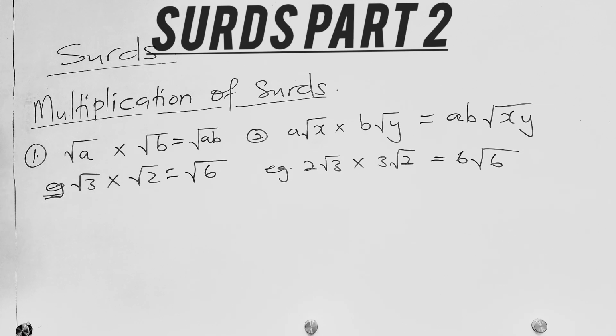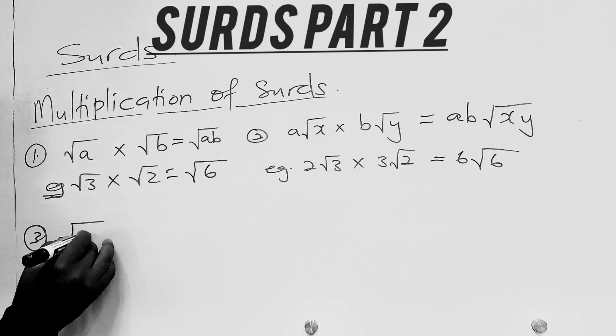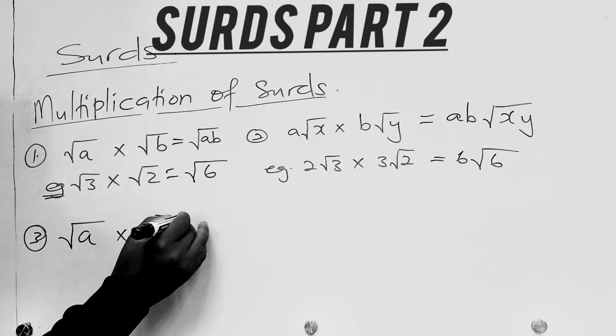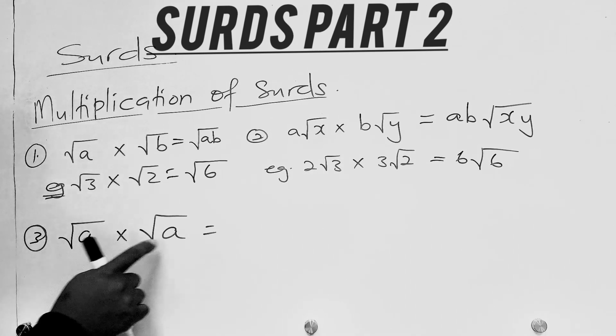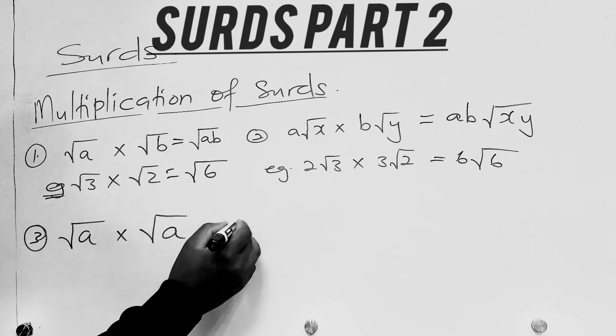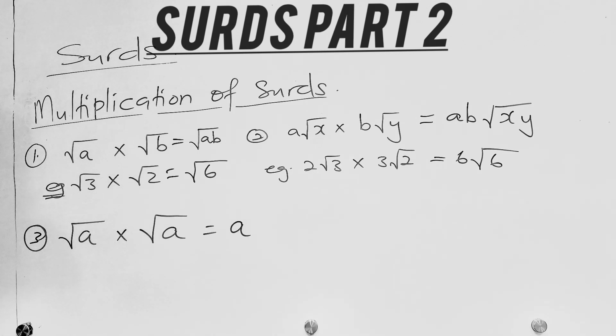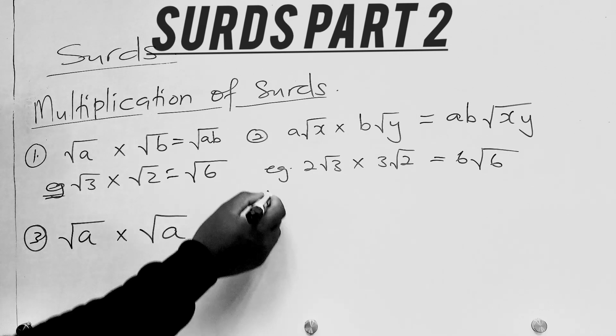Now let's have another law. We mark it number 3. We can be given root a multiplied by root a. These are like terms. So if you multiply root a and root a, we get a. Why do we get a? We need to prove it with the laws of exponents.